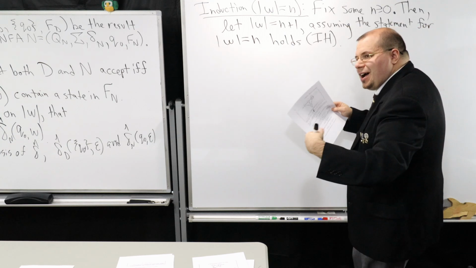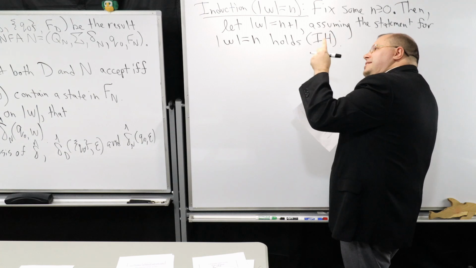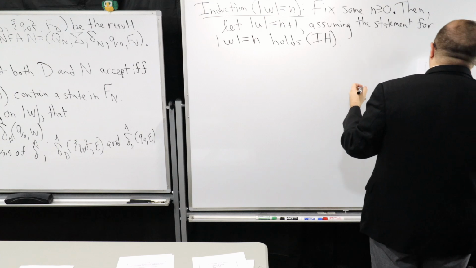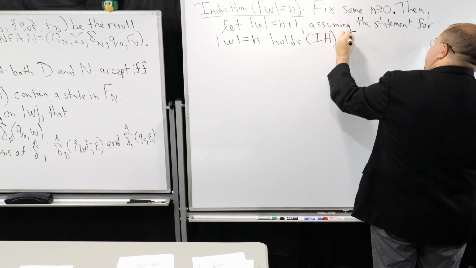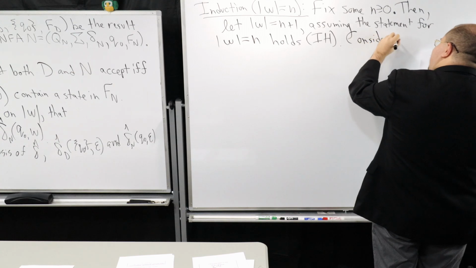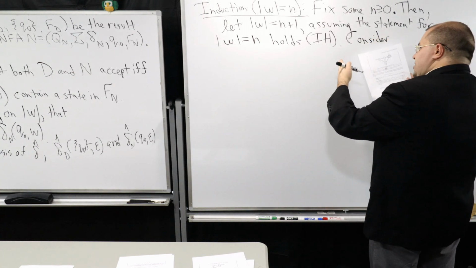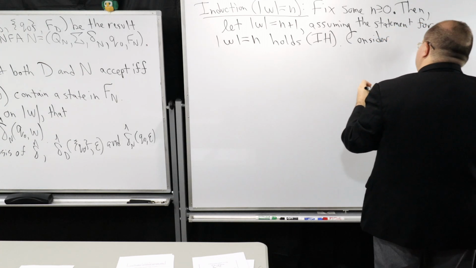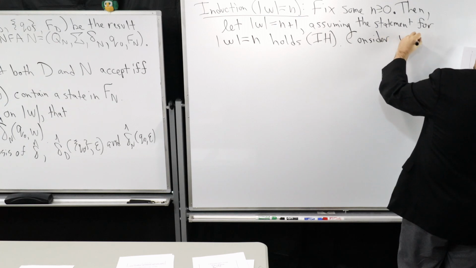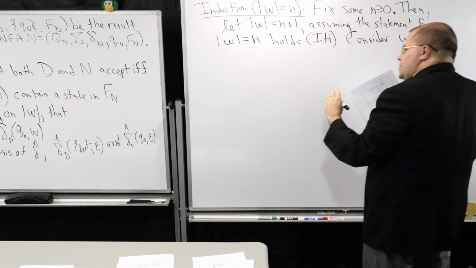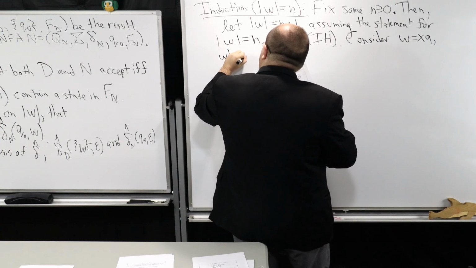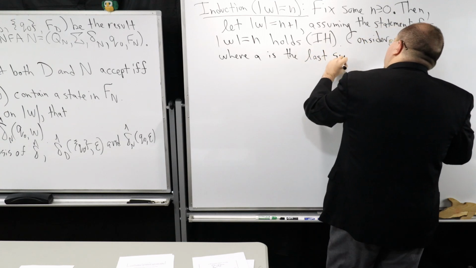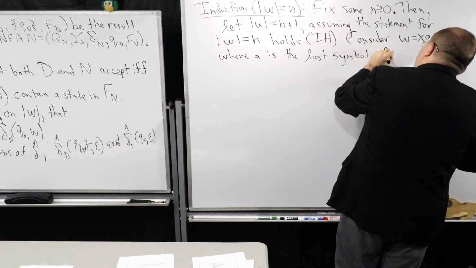Because our things are all defined inductively, you're going to find that using induction like this is going to feel very natural after you see it a couple of times. So now I'm going to use the same idea I did when I defined the extended transition function. I'm going to split the string up so I have everything to the left of the last symbol and then just the last symbol. So consider W equals XA, where A is the last symbol of W.